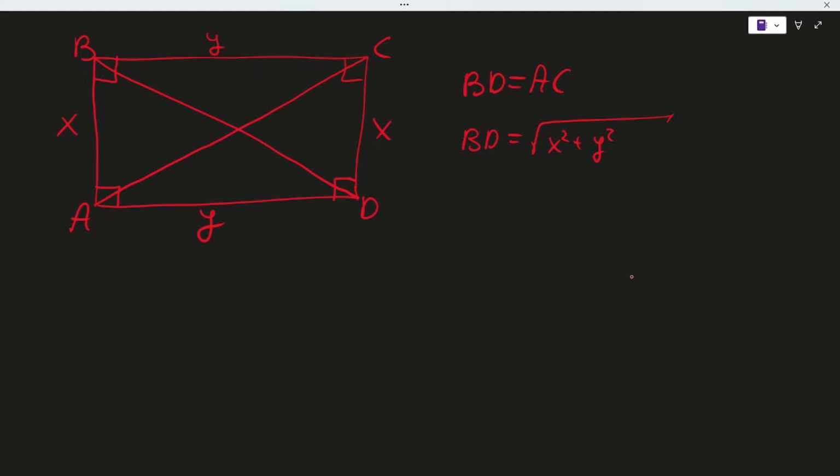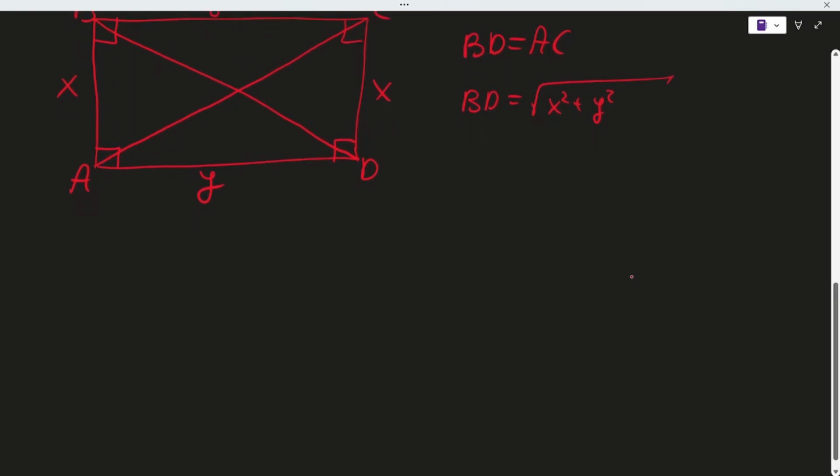Very similar case to rectangle is rhombus, and in rhombus the difference is that here we have all of the sides equal. But in this case, diagonals are not necessarily the same. But diagonals will be perpendicular to each other.